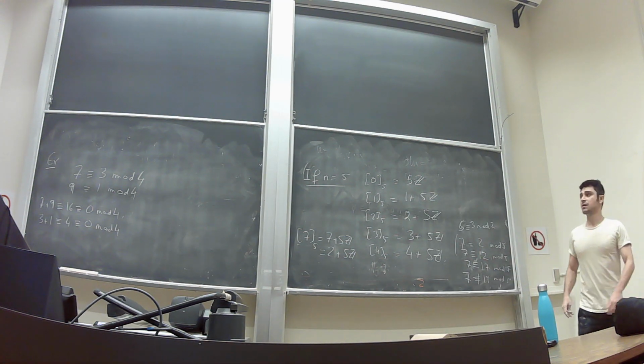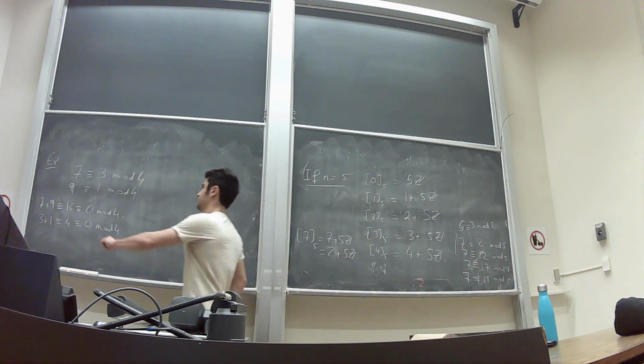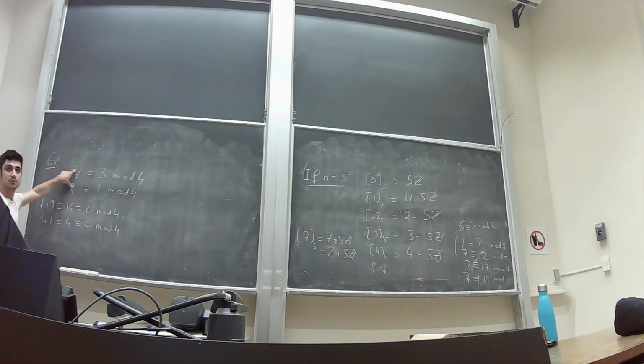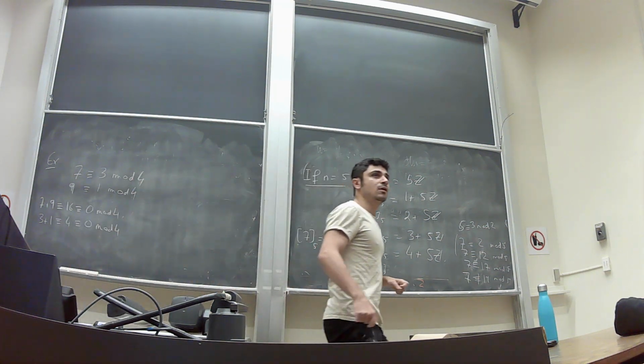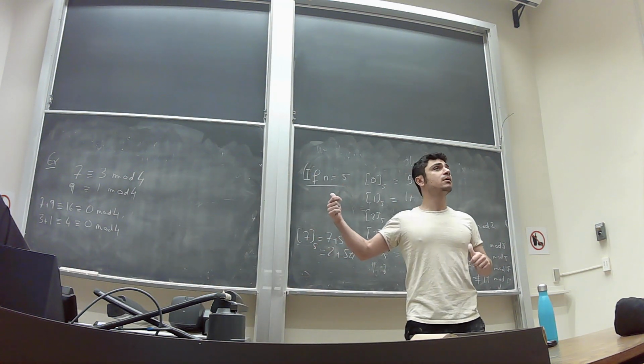You've seen this? If I add these two numbers and take mod 4, and I add these two numbers and take them mod 4, I get the same answer. I get the same equivalence class. Right? Okay. Are we good here?